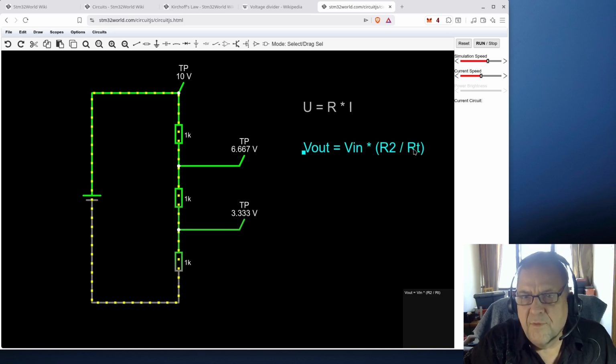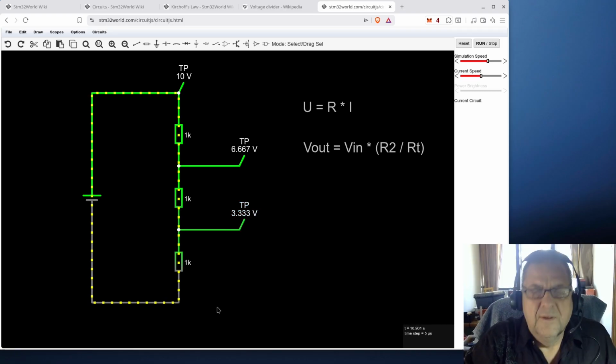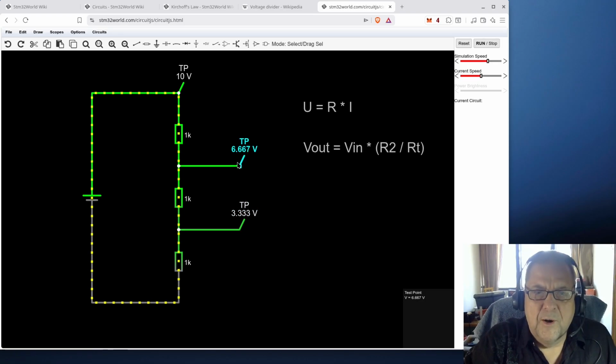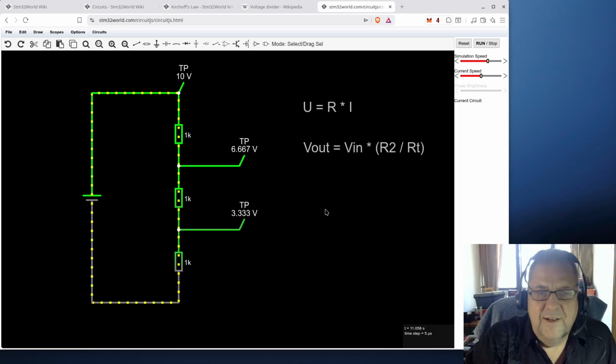So that is 1/3 of the voltage in. And what do you know? 3.3 volt. Now, if we took this point up here, you will have the total is still 3, but we now have 2,000 as the bottom. So we will end up with 10 volt multiplied by 2/3. So it is quite simple to calculate these voltage dividers.